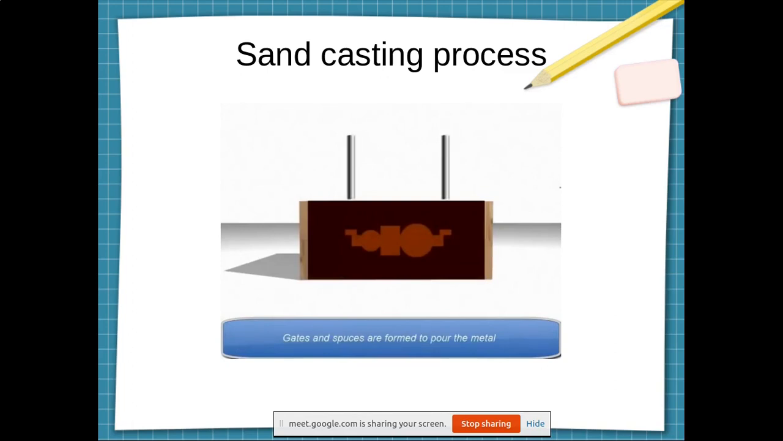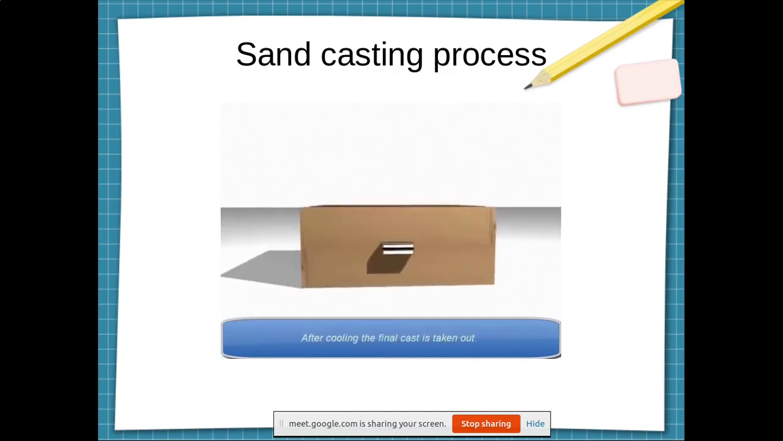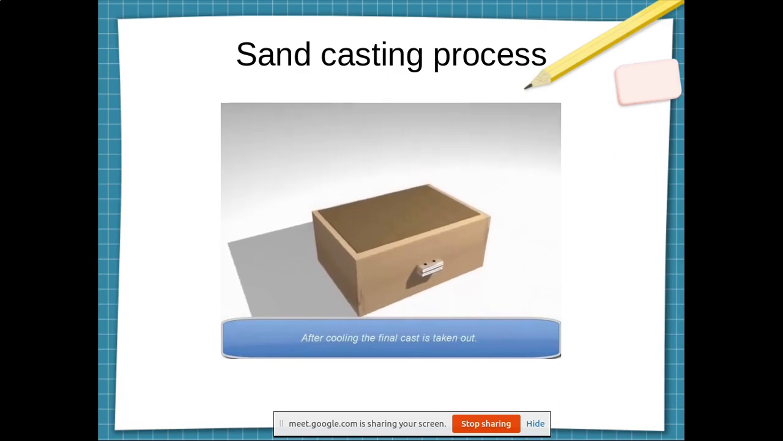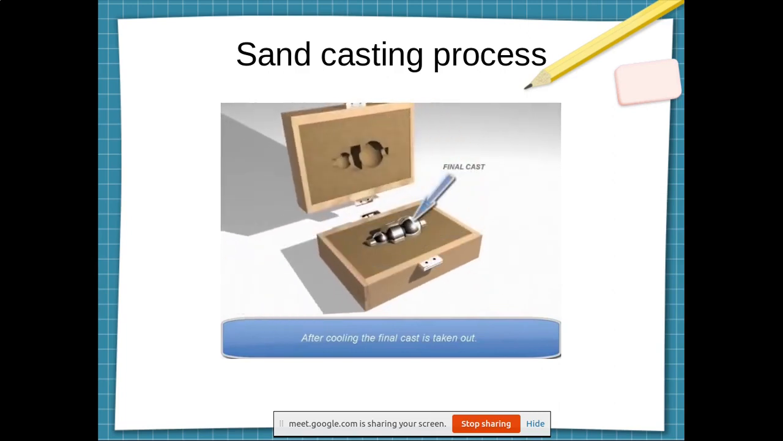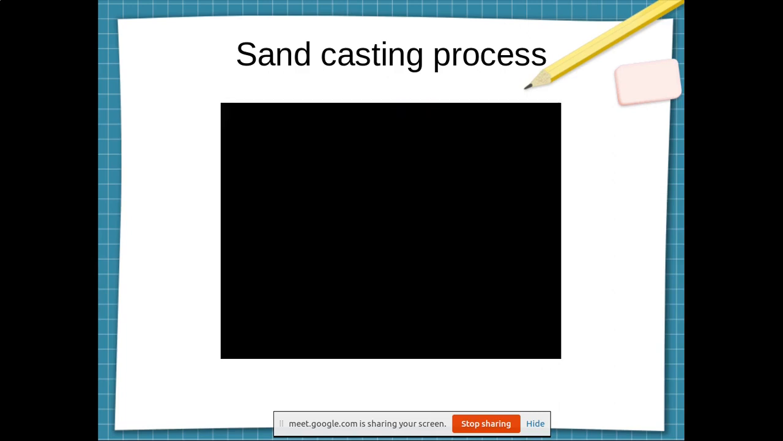Gates and spruces are formed to pour the metal. Now the molten metal is poured into the mold. Then it is allowed to cool down for some time. After cooling, the final cast is taken out.